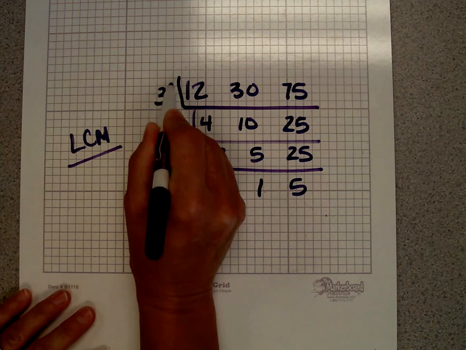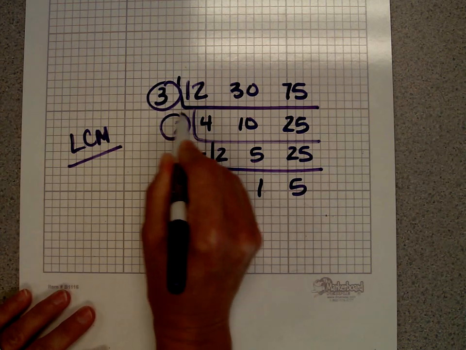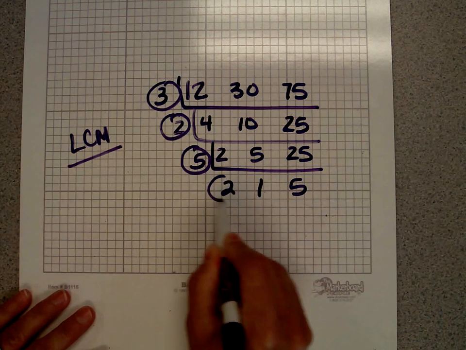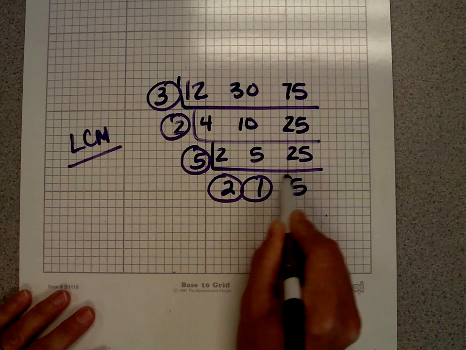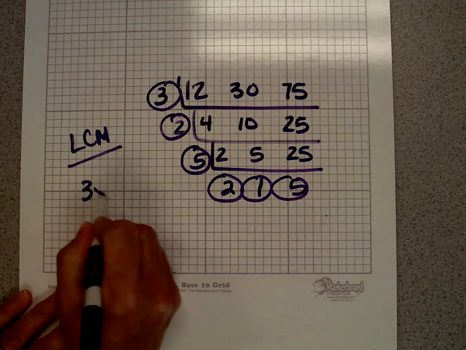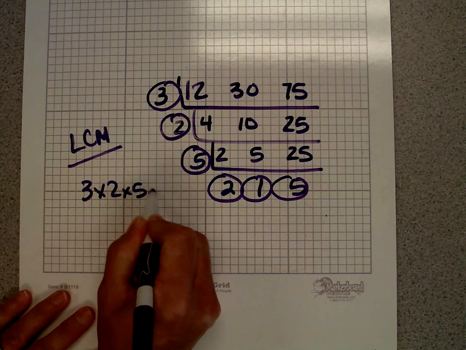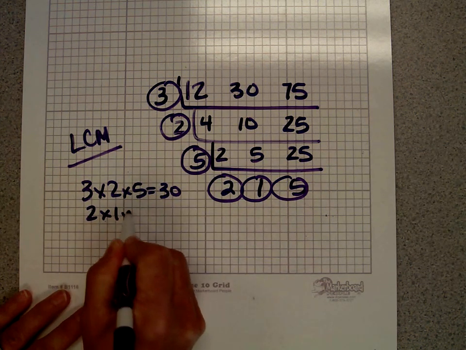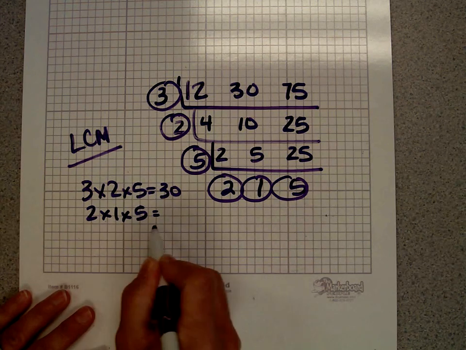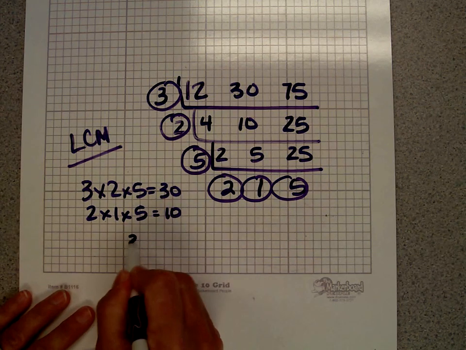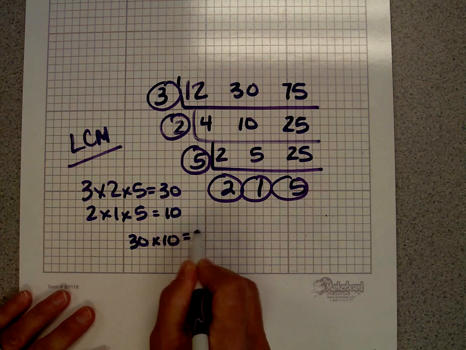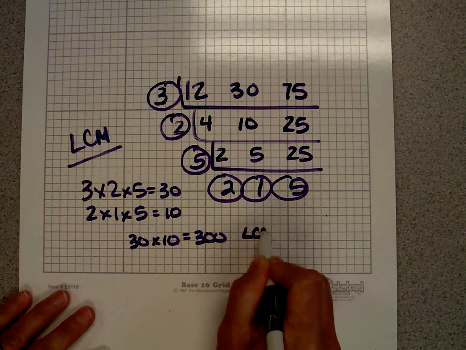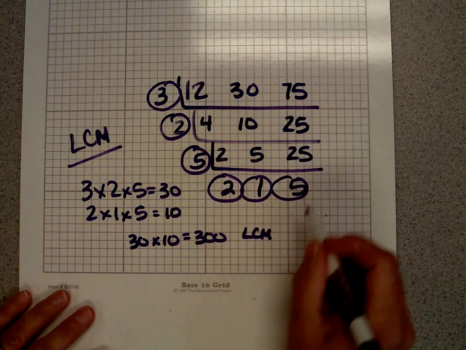So to find my least common multiple, I multiply 3 times 2 times 5 times 2 times 1 times 5. 3 times 2 times 5, that's 6 times 5, so it's 30. 2 times 1 times 5, 2 times 1 is 2 times 5 is 10, and 30 times 10 is 300. So your least common multiple for 12, 30, and 75 is 300.